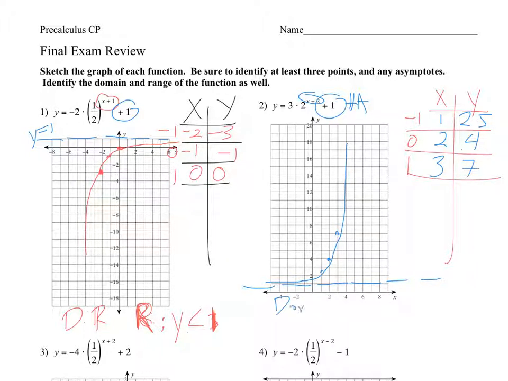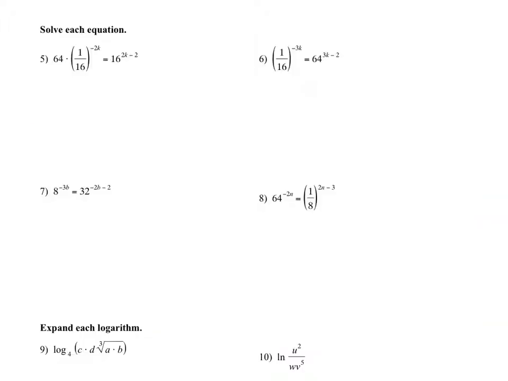The domain, just like for all exponential graphs, is going to be all real numbers, otherwise known as that fancy R. The range is going to be all y values greater than 1 because we're sitting on top of 1, which is our asymptote. Next up, we got to solve some exponential equations.